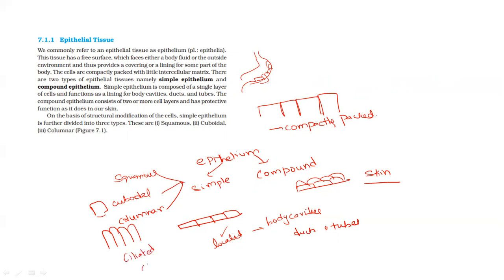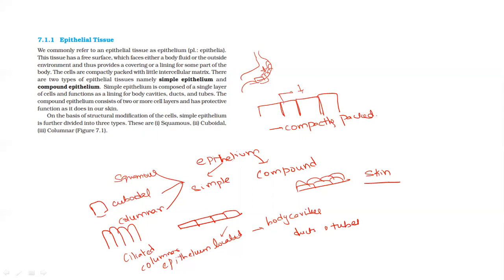and if it has cilia, a variation of columnar epithelium is also called a ciliated columnar epithelium. So let us have a review. Epithelial tissue can have one surface covering the organ and the other surface exposed to the environment. And epithelial cells are very compactly packed with very little intercellular matrix.